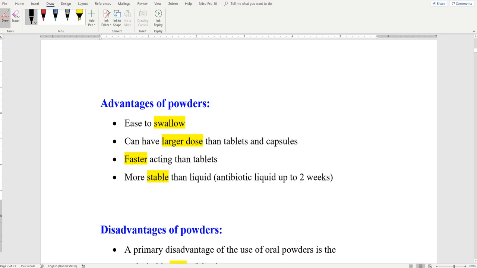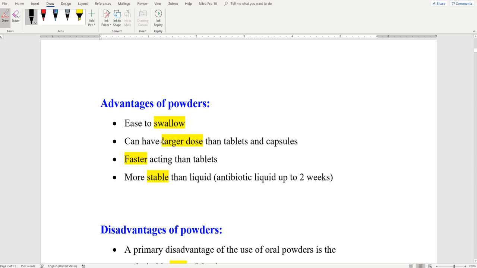Now, powders, usually, are not swallowed as they are. Instead, they are suspended or dissolved in liquid, and then the patient can drink the liquid. In this case, of course, the swallowing will be easier, and this is a reason why the pediatric population are usually prescribed liquid preparations, because it's easier to swallow liquid preparations compared to solid tablets or capsules.